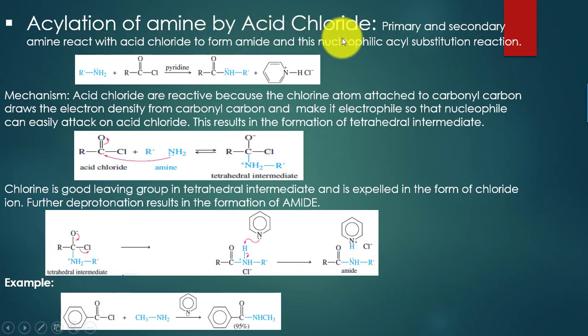Acylation of amine by acid chloride. We say primary and secondary amines react with acid chloride to form amide, and this is a nucleophilic acyl substitution reaction. Mechanism: acid chlorides are reactive because chlorine draws electron density from the carbonyl group, making it more electrophilic, so that the nucleophile can easily attack this carbonyl carbon, and a tetrahedral intermediate is obtained in which chlorine acts as a good leaving group and can easily leave in the form of chloride ion.